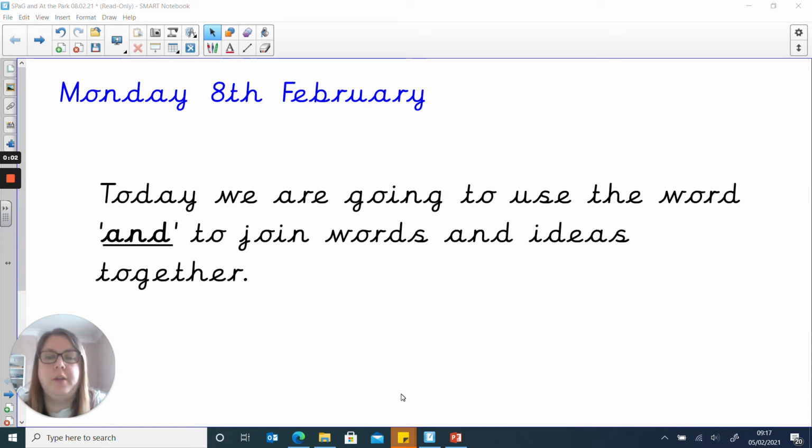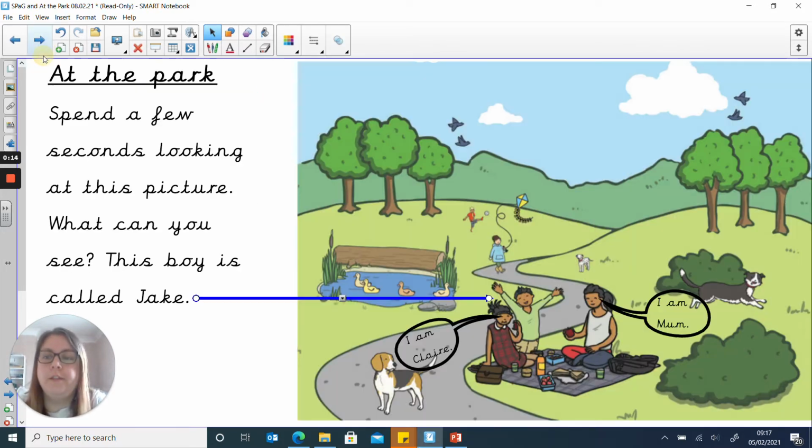Hello everyone, today we're going to use the word and to join words and ideas together, and we have done this quite a bit in school, so it's a bit of a recap and just to remind us about using and to help us to extend our sentences. So first of all, let's just have a look at this picture.